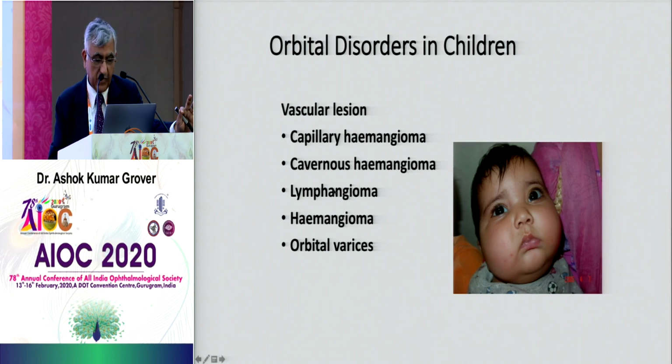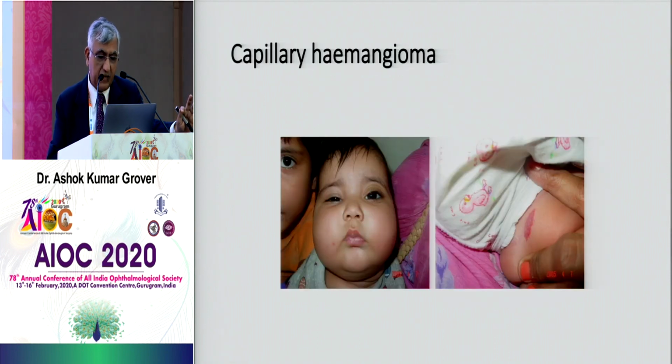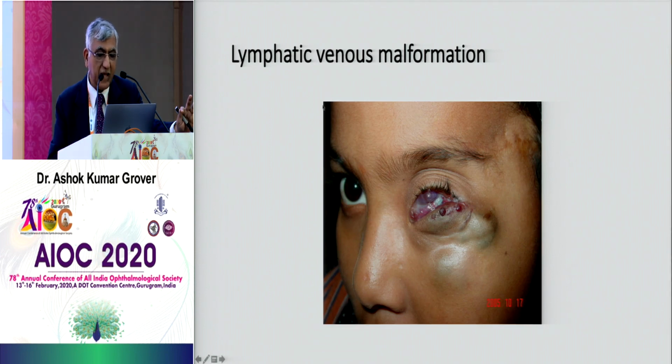Vascular lesions are again very important both in childhood and in adulthood, and you need to be aware of the new International Society for the Study of Vascular Anomalies classification, which classifies them into vascular tumors, slow flow vascular malformations, and fast flow malformations. So the classical descriptions as cavernous hemangioma, capillary hemangioma are now more often referred to as slow flow, fast flow malformations, and you need to be aware of this classification. So you may have a capillary hemangioma which may be associated with similar lesions elsewhere in the body. You may have venous malformations or lymphovenous malformations, earlier called lymphangiomas. They are now lymphatic malformations.